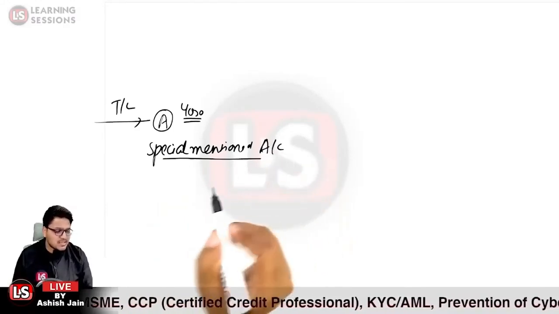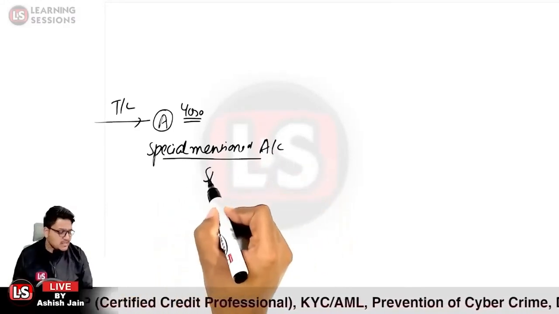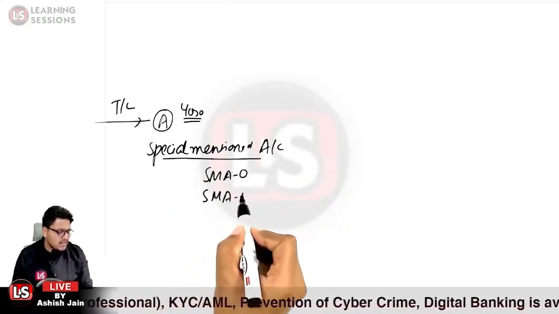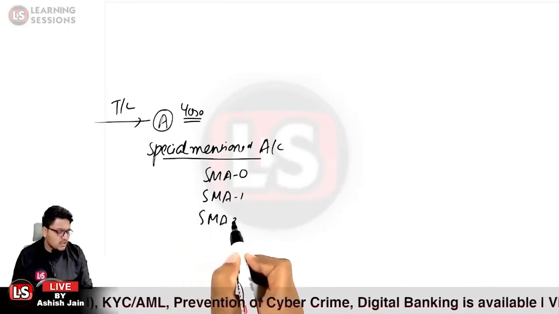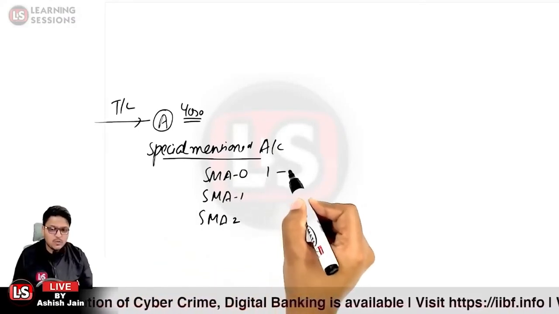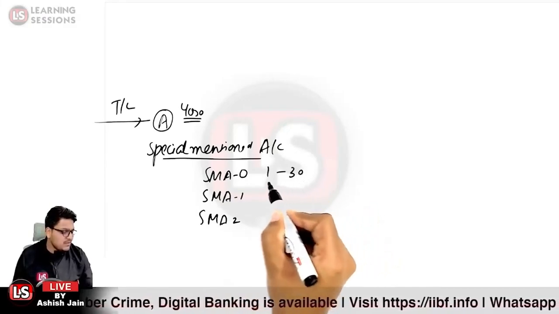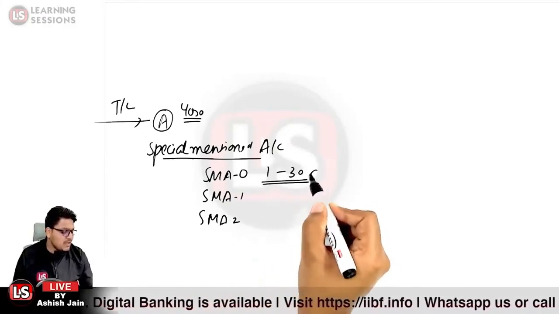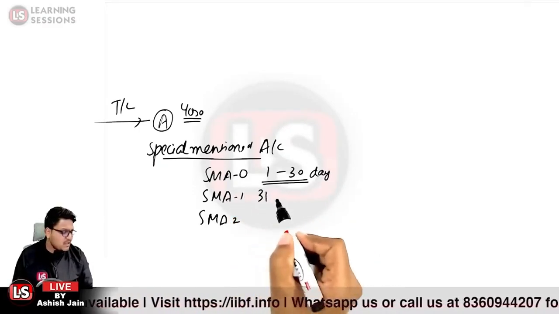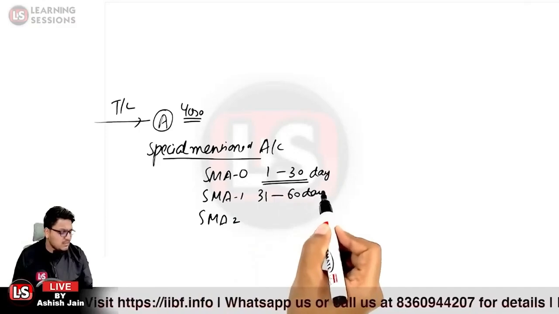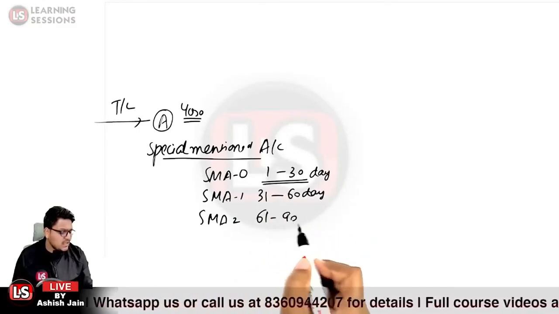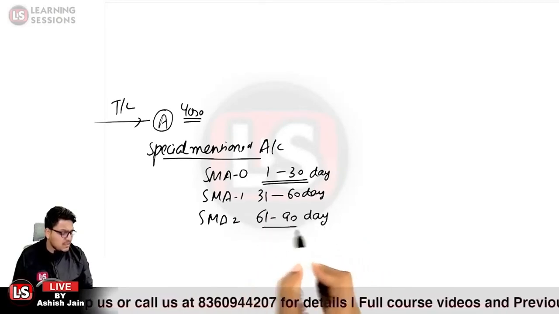Special mention accounts are classified into four categories: SMA 0, SMA 1, SMA 2. The SMA 0 category is related to when there is irregularity from 1 day to 30 days. When the irregularity is between 31 days to 60 days, it is classified as SMA 1. And further, if the irregularity is between 61 to 90 days, in that particular case, it is SMA 2.